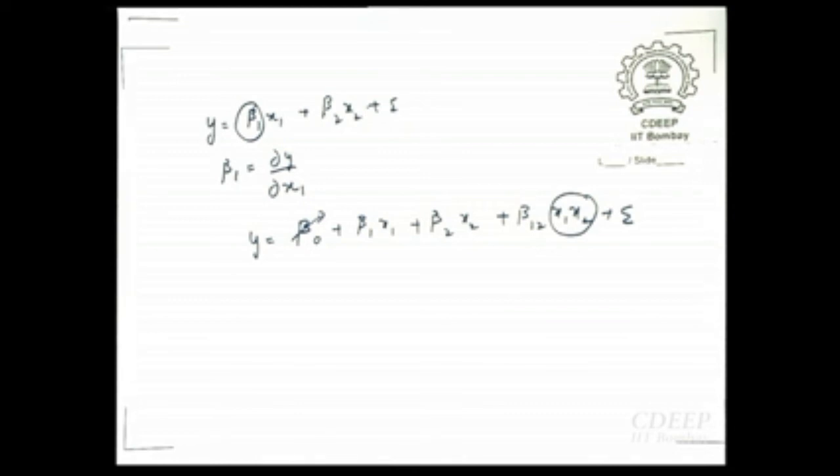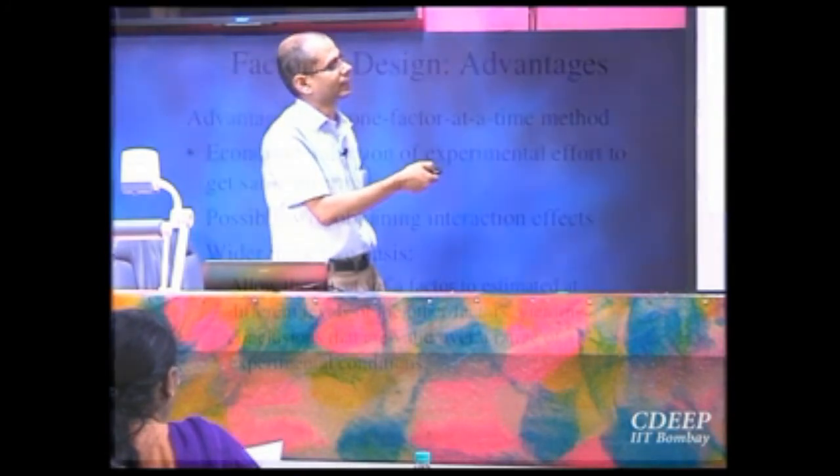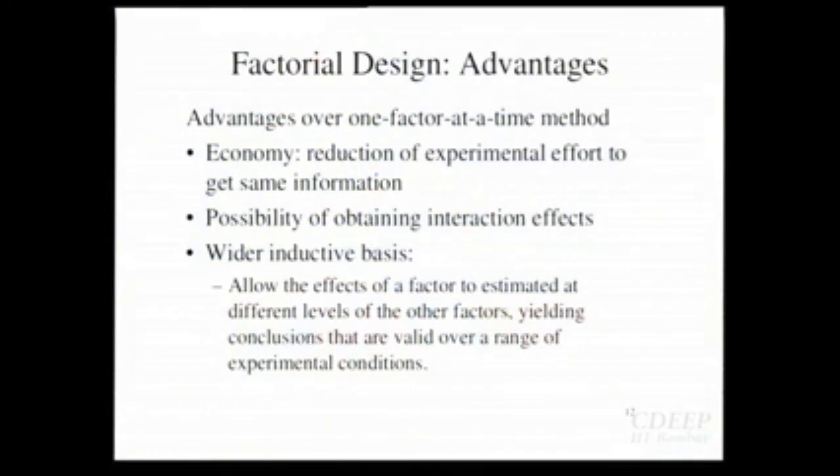However, if you are varying both of them together, you will also be able to estimate this particular coefficient beta 1,2, which is essentially characterizing the interaction between x1 and x2, how these two factors are together affecting your response variable y. So there is a possibility of obtaining interaction effects should you want to estimate them.